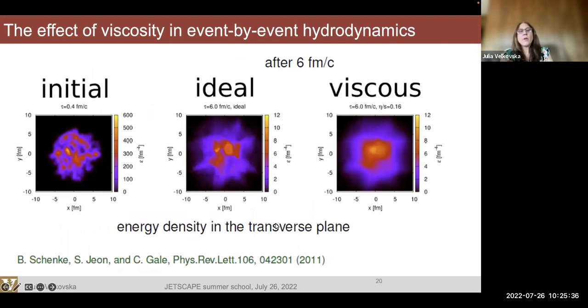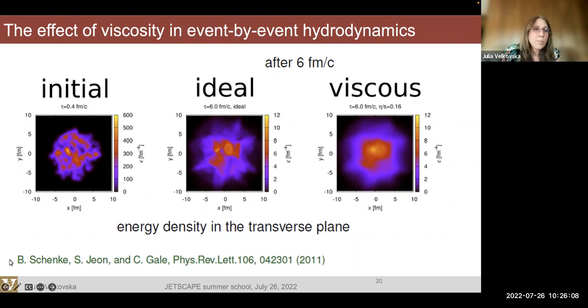And in order to describe these kind of fluctuations in the hydrodynamics, what you need to do now is, instead of creating a lot of initial energy density profiles, averaging them, and then running the hydrodynamics, you have to run the hydrodynamics on an event by event basis in order to see how these fluctuations will affect the final observables.